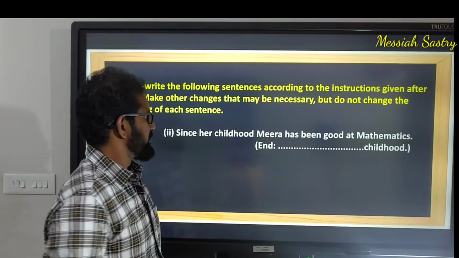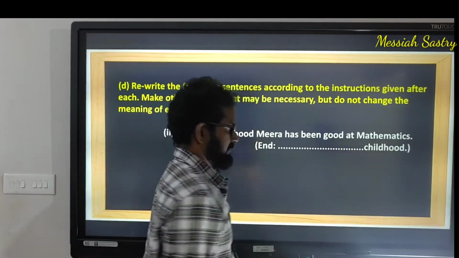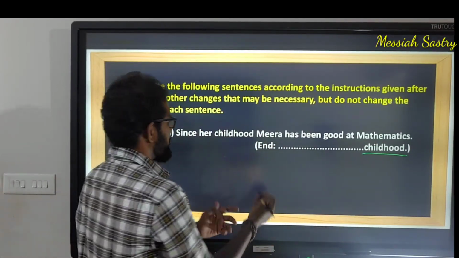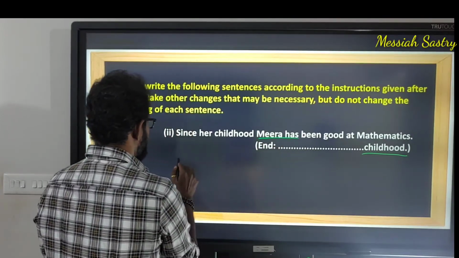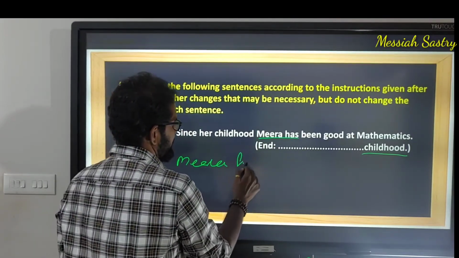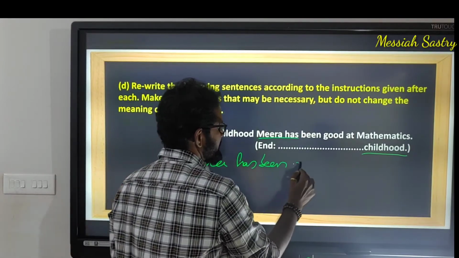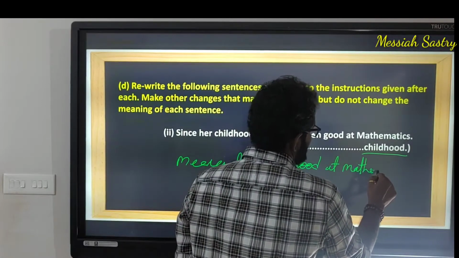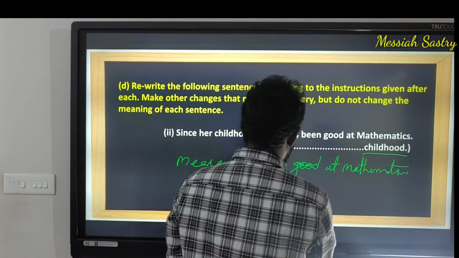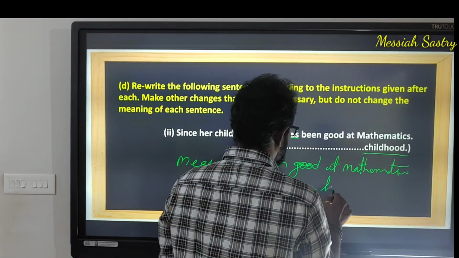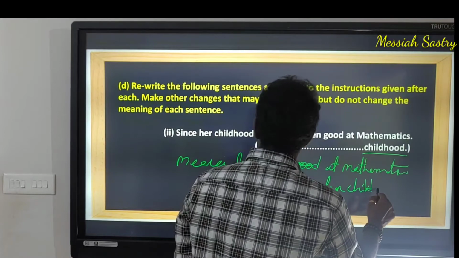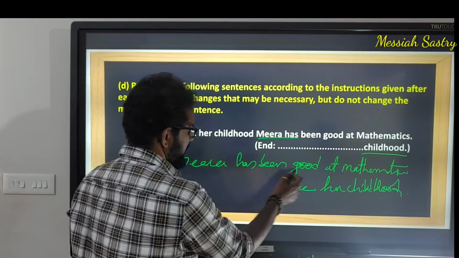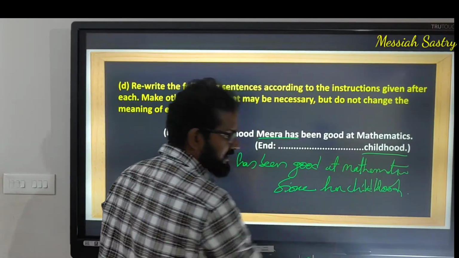Since her childhood, Meera has been good at mathematics. It asks us to end with childhood. Simple. Begin with Meera. Meera has been good at mathematics since her childhood.